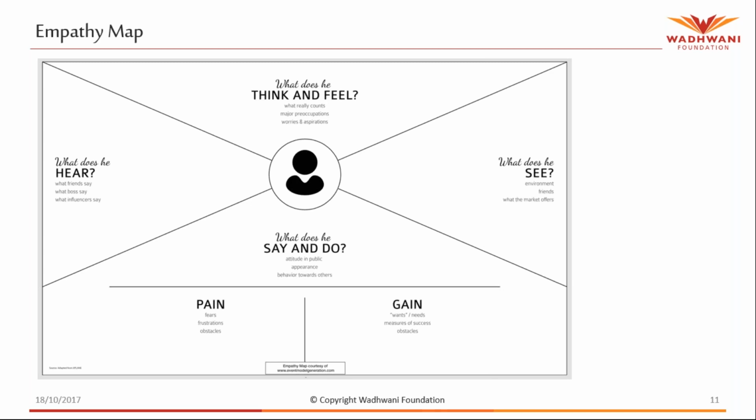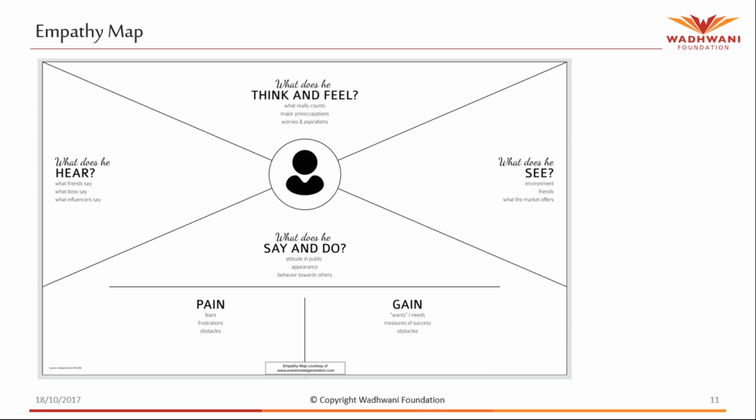Next, let us go on to what is called the empathy map. It helps you to make an overall character profile, but the empathy map is far more than just a character profile. It maps out what the customer thinks and feels, what really counts for them, what are the major preoccupations, their worries, what are the things that they look forward to. All these come under the think and feel.